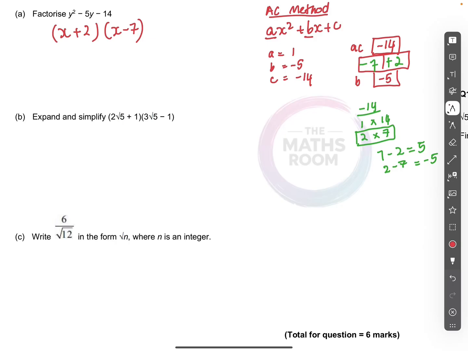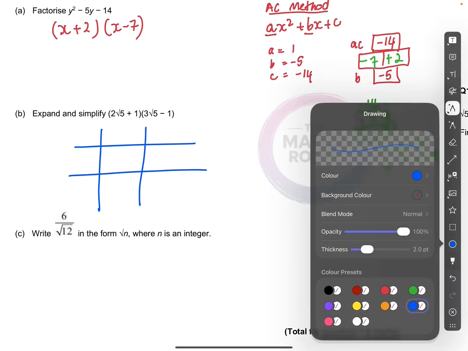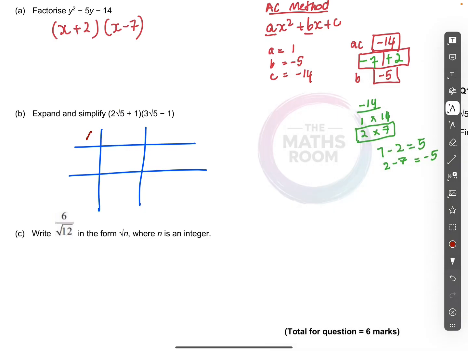Okay, now let's take a look at B. When expanding double brackets with surds, I will always recommend the grid method. So I'm drawing a grid. Okay, I'm going to now expand it. So I'm multiplying 2 root 5 plus 1 with 3 root 5 take away 1.